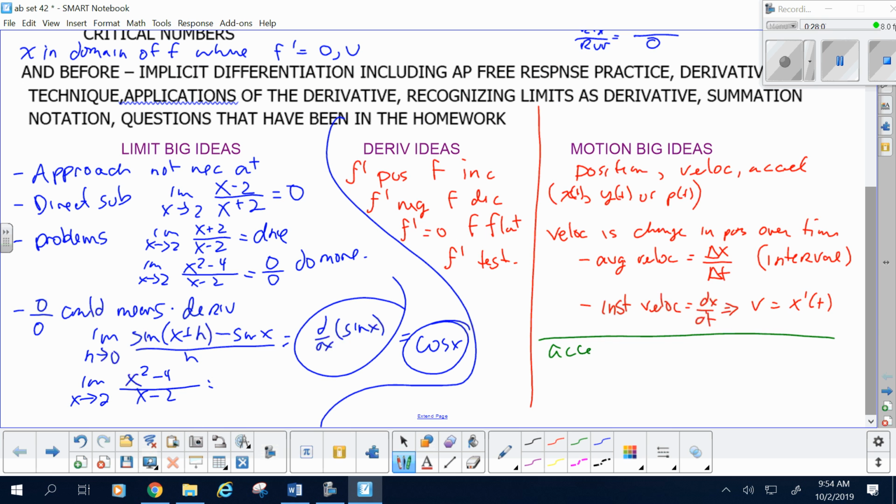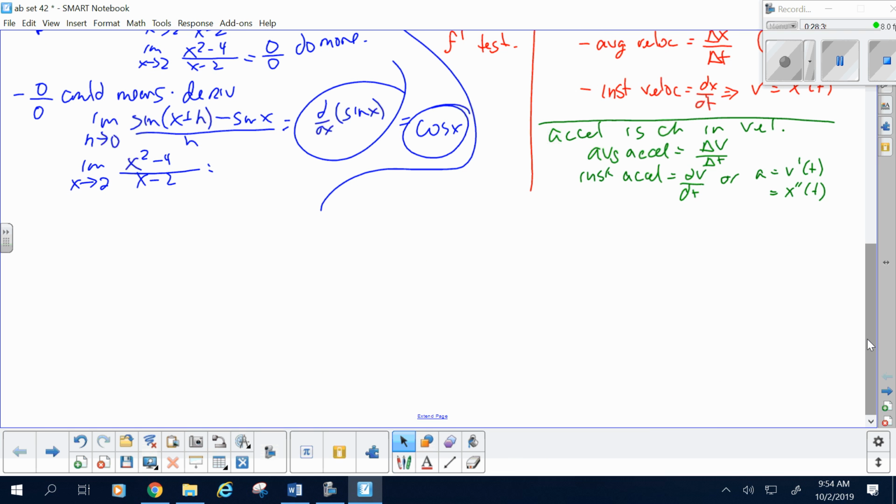Acceleration is the change in velocity. So average acceleration is delta v over delta t over an interval, but instantaneous acceleration is dv over dt, or acceleration is the derivative of velocity. It's also the second derivative of position, okay? You need to be able to use those in conjunction with thinking.